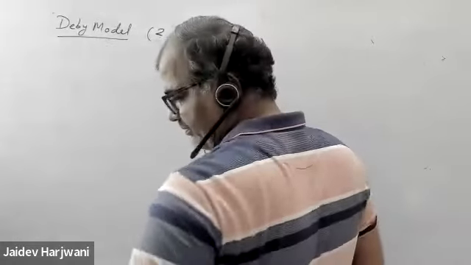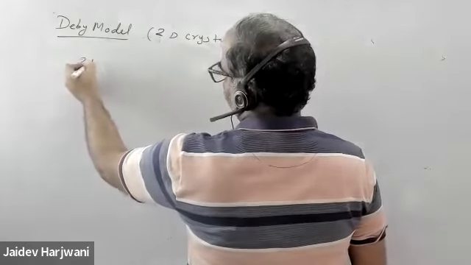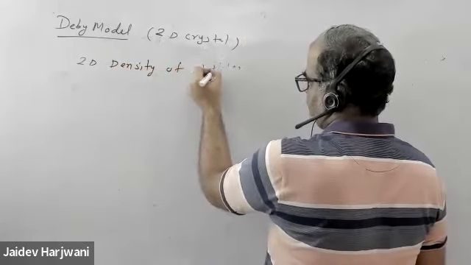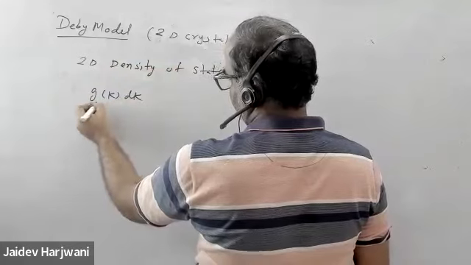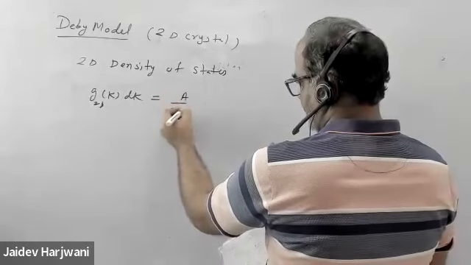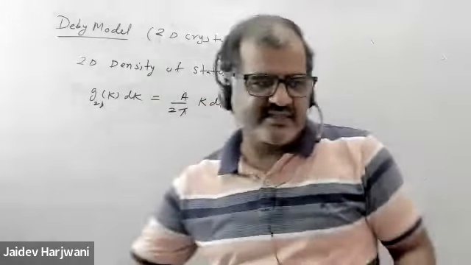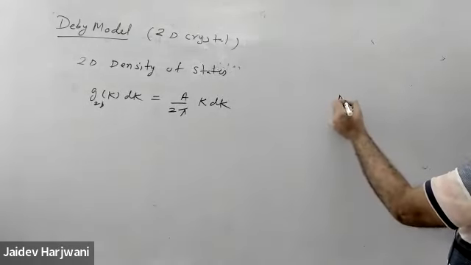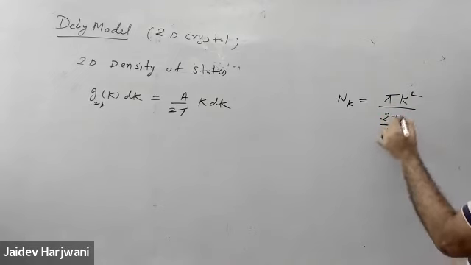Okay, so what is the first step? The first step is to write the density of states, 2D density of states. And the 2D density of states is g(k) dk, which is equal to, I think, A upon 2 pi, k dk. And you don't need to remember these things also. Okay, ये तो 1 minute में calculate हो जाएगा ना. If you want 2D, you want how many states are there, just take the circle and you know the volume of one state, 2 pi upon L square.